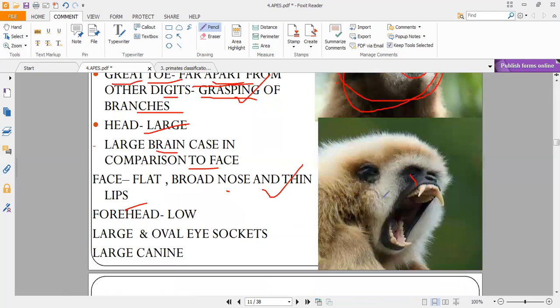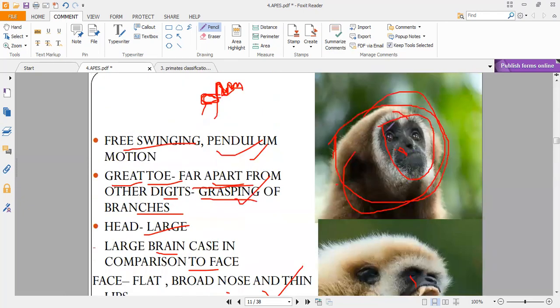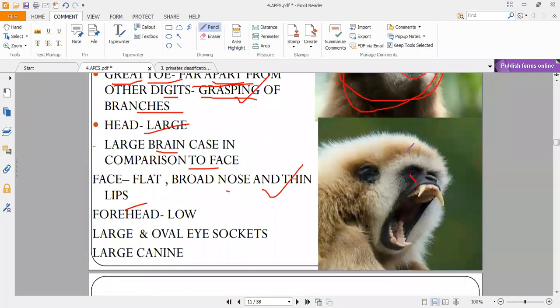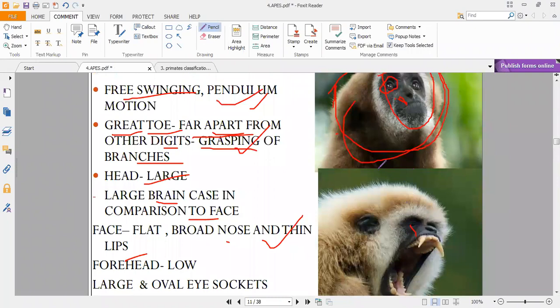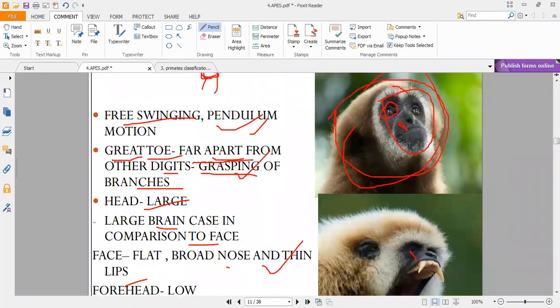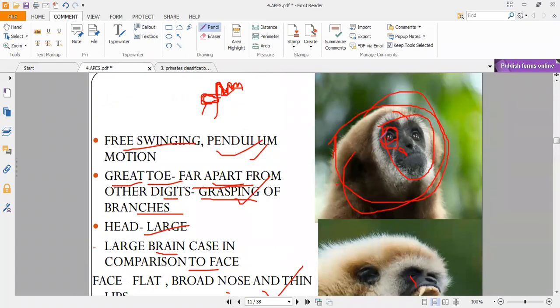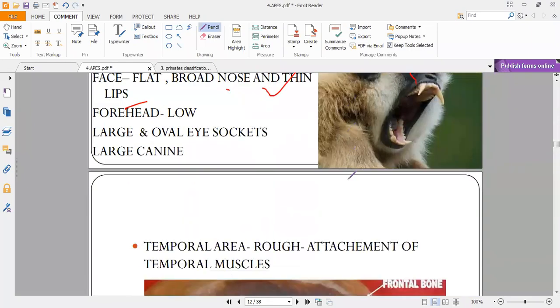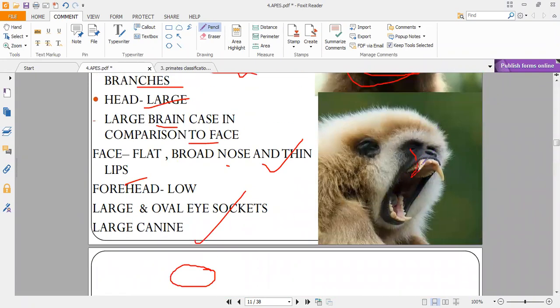And if you talk about the eyes, this is the eye socket. Eye socket means the hole where the eyes are present. The eyes are very large compared to the face, and because of that the eye socket is also large, and it is oval in shape. Oval means like an egg. Canines are very large. All the apes have a large canine, excluding human beings. In the primate order, we can find all of them possess a large canine.